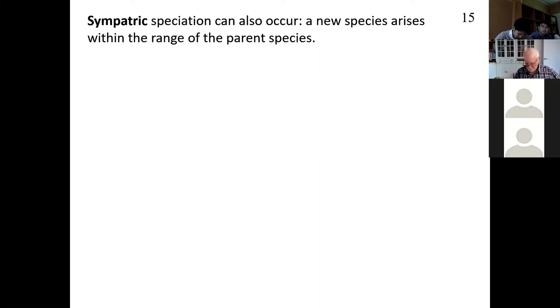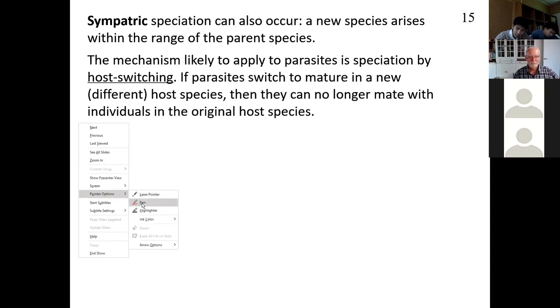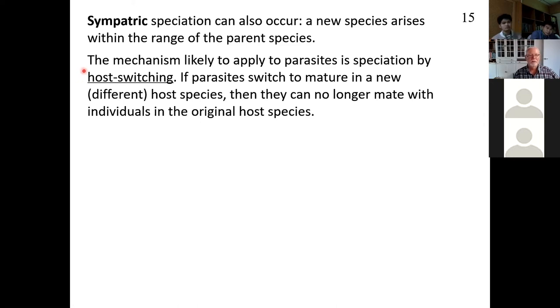You may wonder how that could possibly happen. Well, in the case of parasites, it seems to happen through host switching. If the parasites switch into a different host species, then they can no longer mate with individuals in the original host species. This is a point which I will dwell on a little bit.